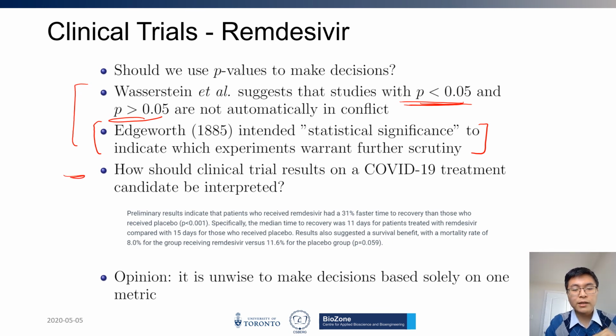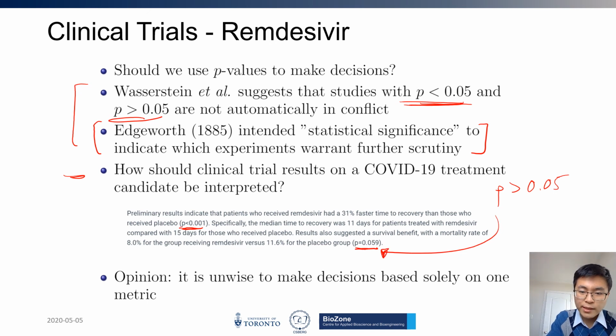So given that context, how should clinical trial results be interpreted? Now, we see that they do indeed cite p-values here, but they don't do it in a way that says p greater than 0.05 is a failure for this case. So you see that they say the results suggest a survival benefit, right? And the p-value here is 0.059. So they did not throw this data away just because it's greater than 0.05.